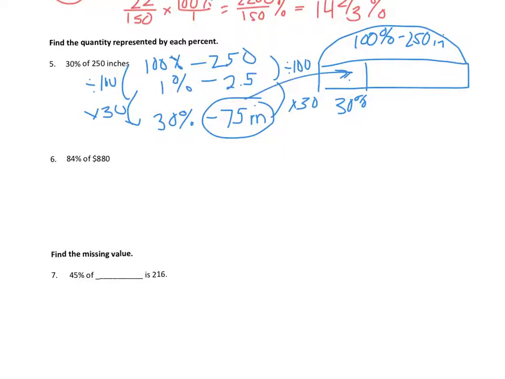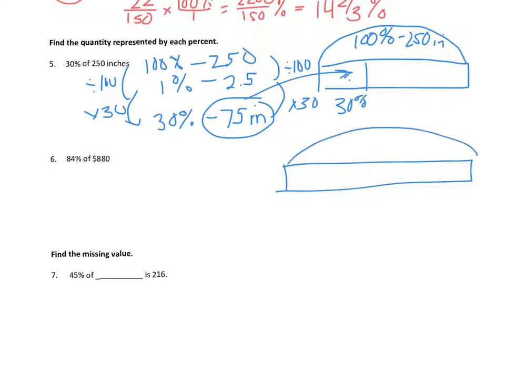Similarly, if I work with this next one, 84% of 880, I know this whole thing, all 100% of it, is $880. That's how much that is. They want 84% of it. So I know what the total is. I just have to find this 84% part.